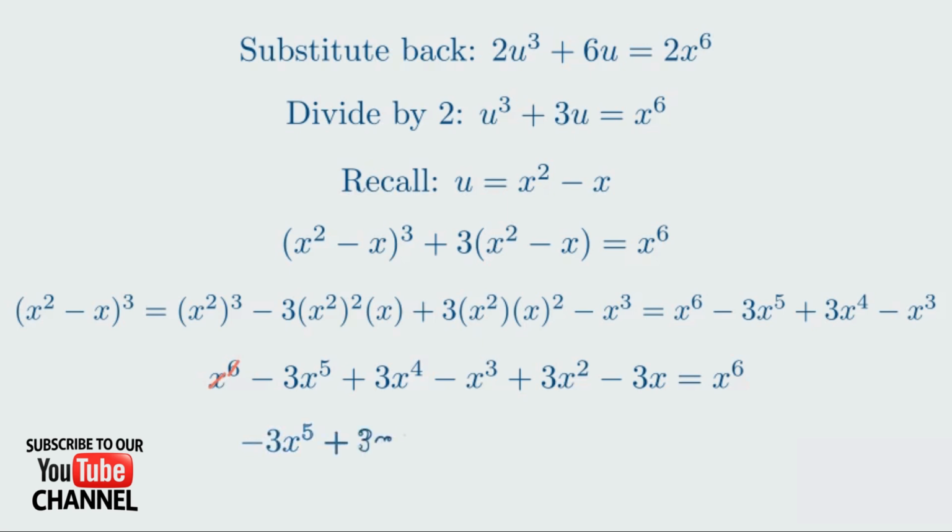Negative 3x to the fifth plus 3x to the fourth minus x cubed plus 3x squared minus 3x equals 0. We have successfully transformed the daunting degree 12 problem into a degree 5 problem. Our simplified equation is a quintic polynomial, which is still a bit of a challenge. However, by using a few algebraic techniques, we can factor it and find all the roots.